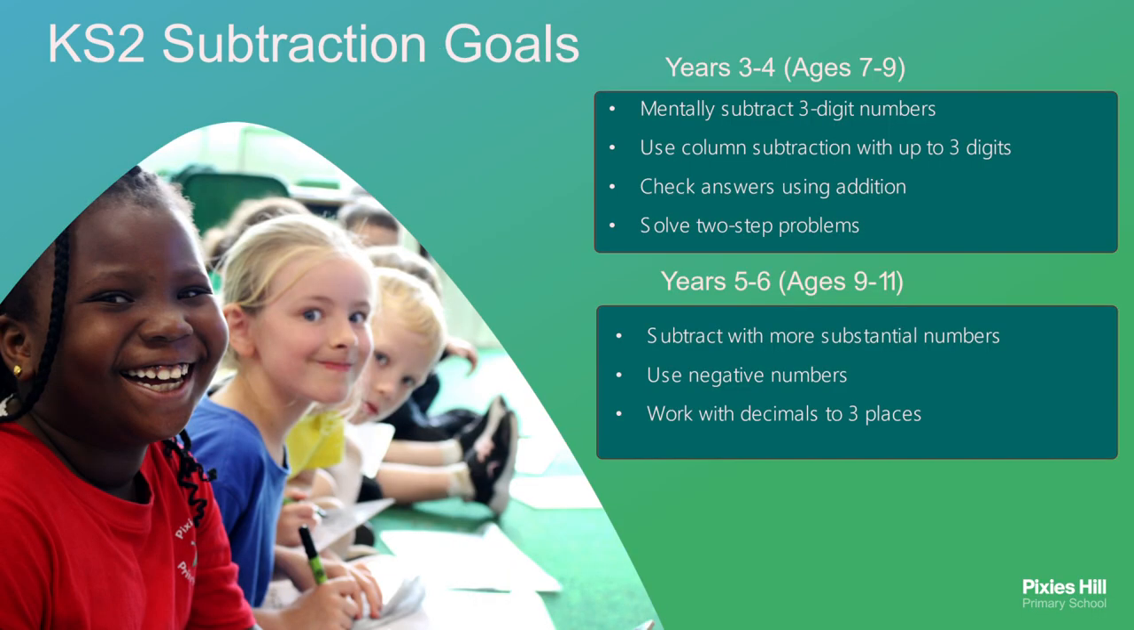In Year 3 and 4, we aim to teach children to subtract mentally up to 3 digits, to use column method up to 3 digits, and to solve multi-step problems. In Year 5 and 6, we aim to develop these skills by moving up to more significant numbers, working in the thousands, tens of thousands, and higher. We also work with decimals up to 3 decimal places.